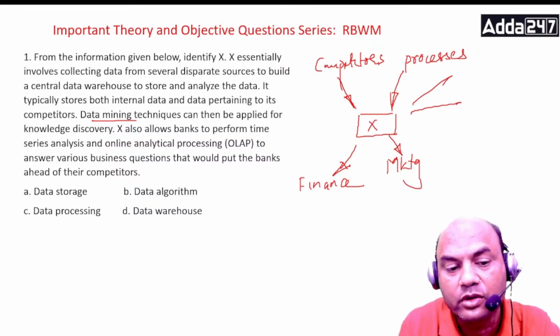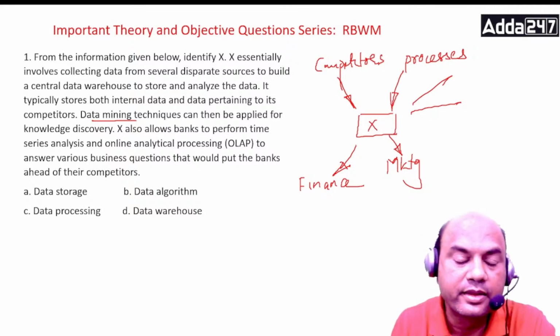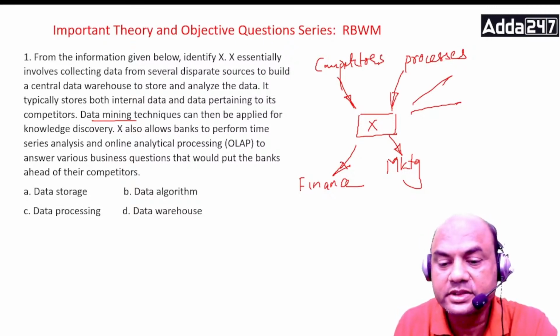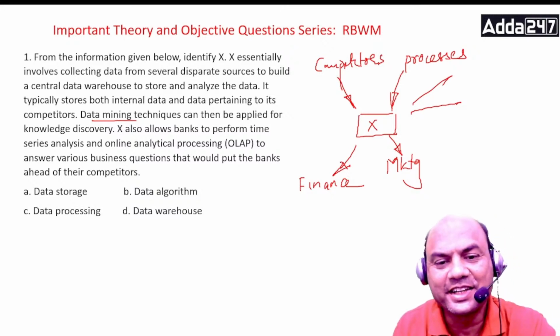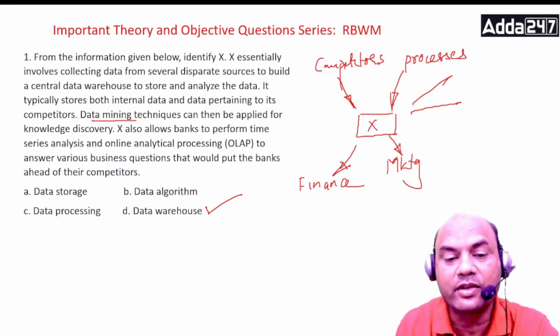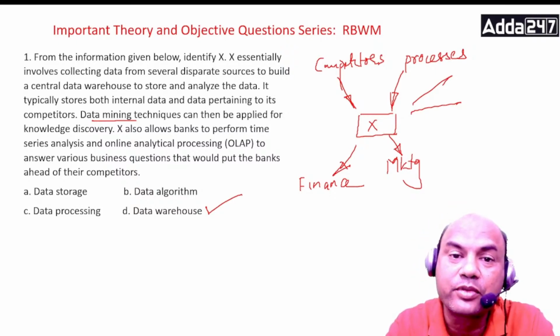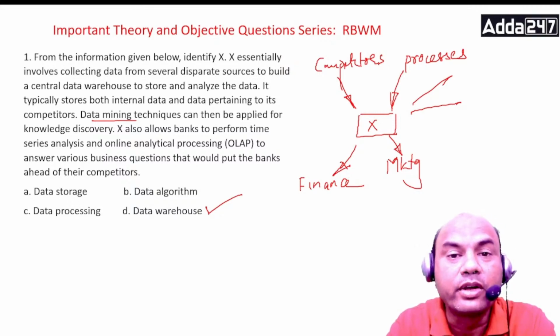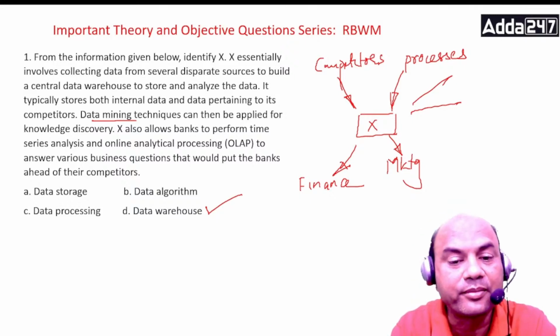So what is this X called? Data storage, algorithm, processing, warehouse. Think over it. What is it called? Yes, it is warehouse. That is called data warehousing. Data warehousing means storing the data from various different sources, and when you are required, you can mine it. Mine it means you can extract the required data.